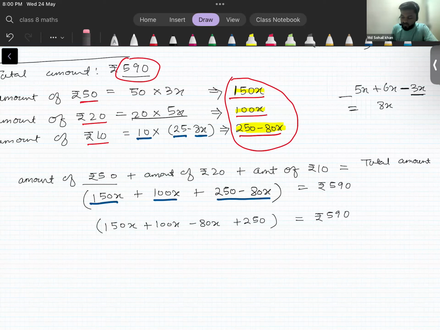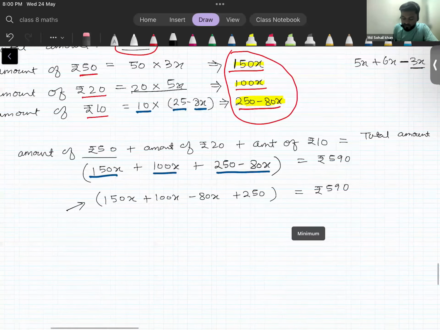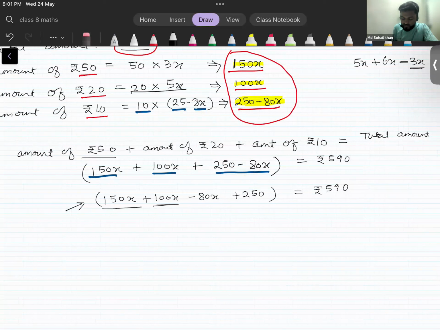Found the value of the given equation here? No, sir. Look, it is very simple. First, add these two values, 150x plus 100x, and minus them with 80. It is going to be 250x, minus 80x, plus 250 equals 590.